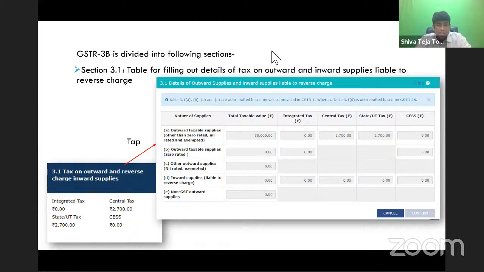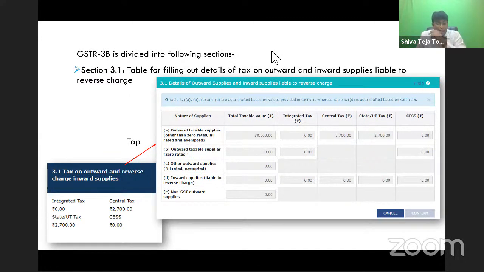Next. Sir, can you explain again about 3.1d? My dear friend, 3.1d is about inward supplies liable to reverse charge. That means, for example, as I told you already, let's say Shivateja has a company, Shivateja Limited, and I have taken some services from GTA who has opted for 5%. Why am I telling 5%? Because if GTA opts for 12%, there is no question of RCM. RCM story will come only when GTA opts for 5%.